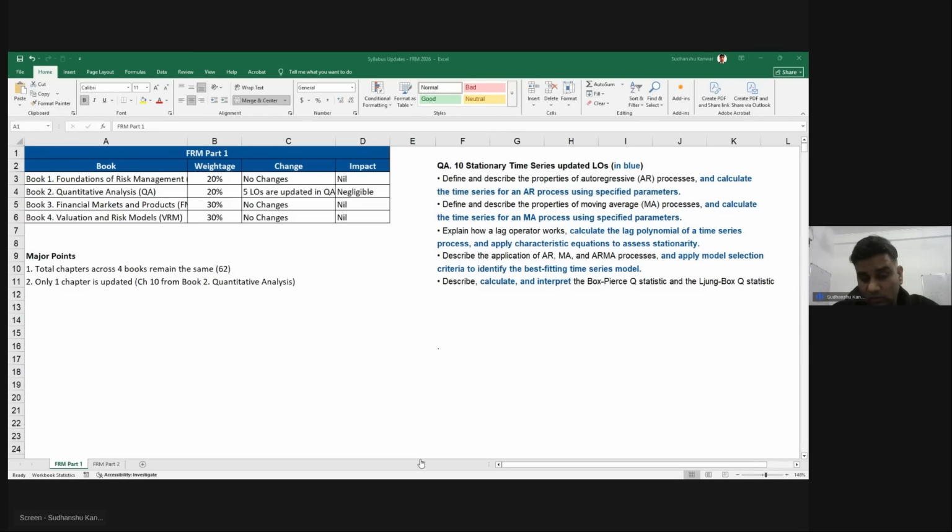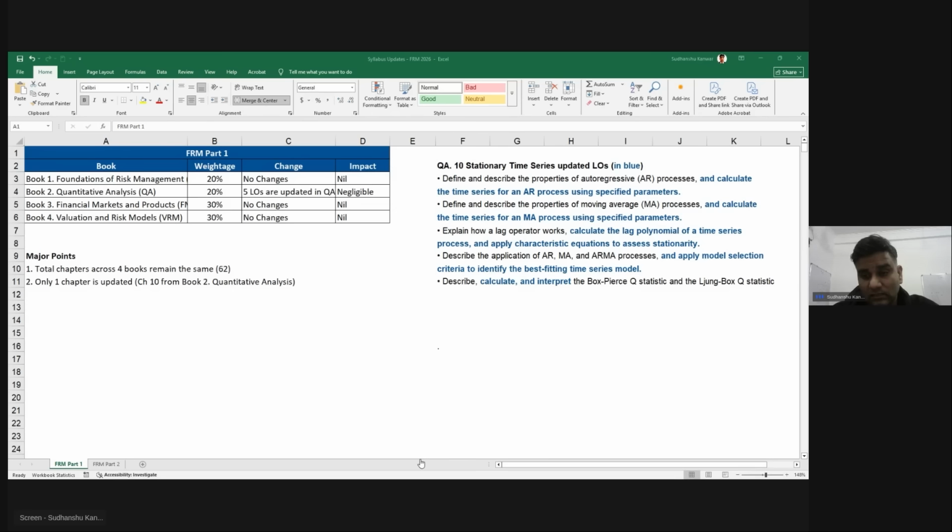Almost no change, only one chapter has been updated. When you look at the syllabus of FRM Part 1, the big takeaway is very simple. Part 1 is almost unchanged going from 2025 to 2026. There are four core books, and the weightage remains exactly the same: 20%, 20%, 30%, 30%. Book 1, Foundations of Risk Management, no change. Book 3, Financial Markets and Products, no change. Book 4, Valuation and Risk Models, no change.